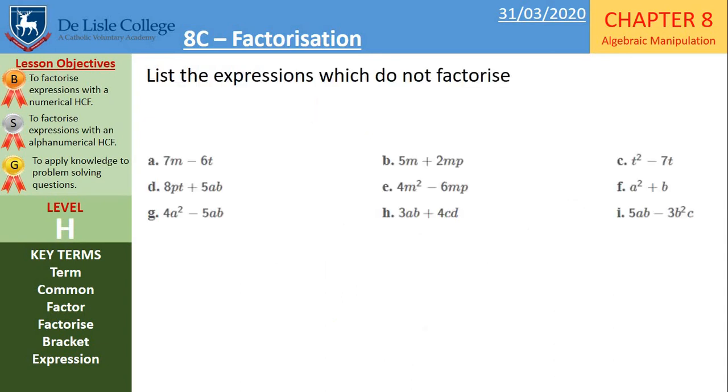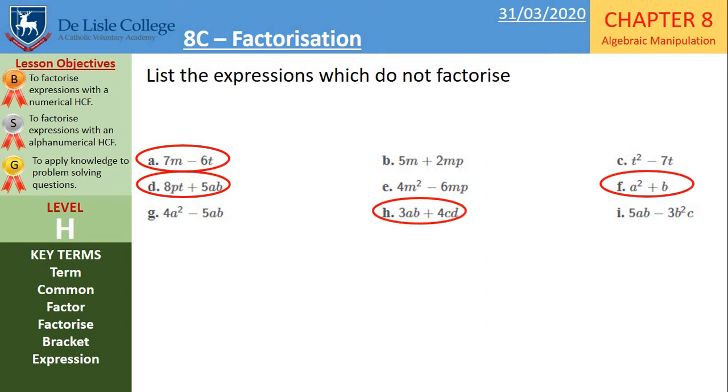So now we're going to have a look at some expressions, and what you need to do is find the ones which do not factorise. So write down the expressions which do not have a common factor. Pause the video while you do this. Okay, so we should have A, D, F, and H. None of these expressions have terms with common factors. All of the other expressions do have common factors, so could be factorised.